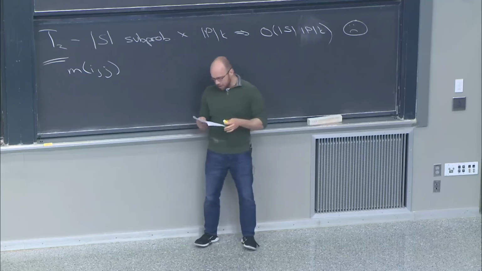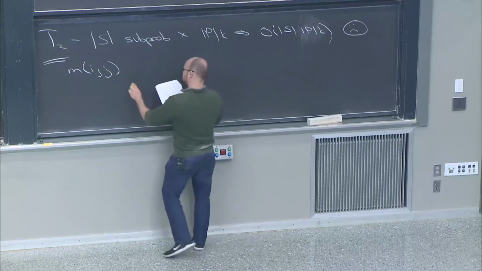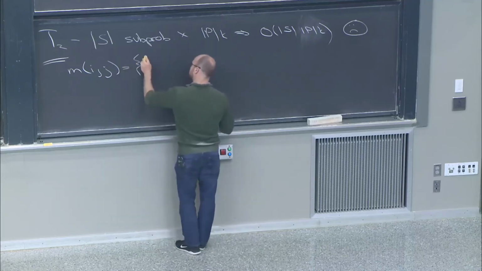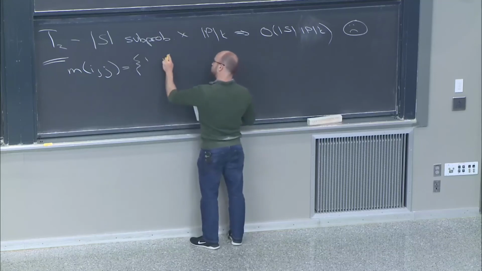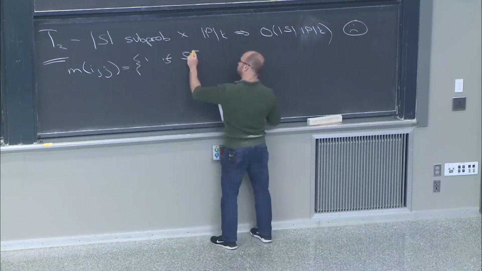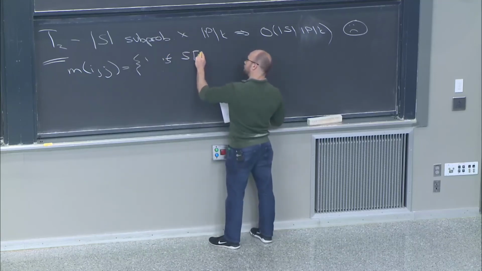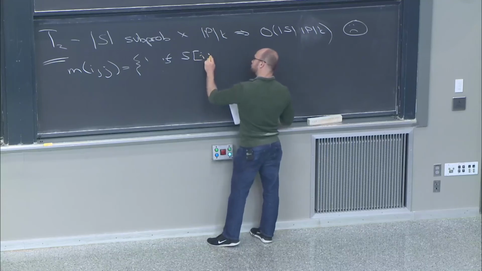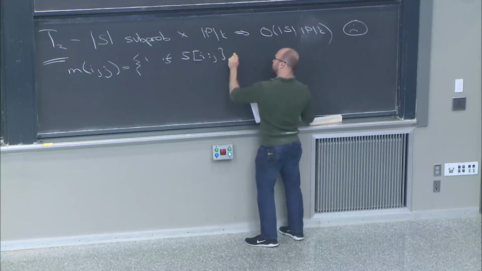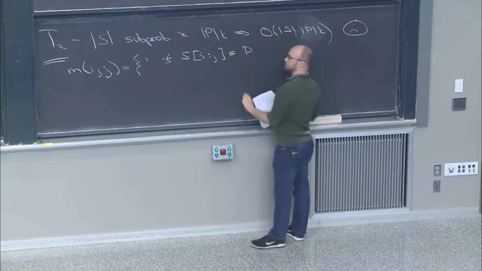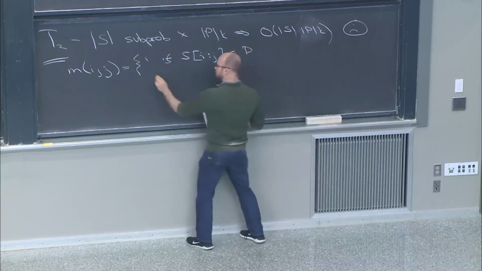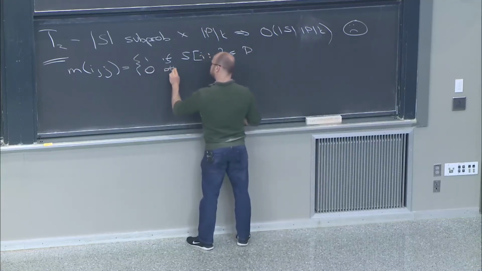I'm going to define a number, m_ij, and it's going to be 1 if the substring s_i to j is in my list of markers P, and 0 otherwise.